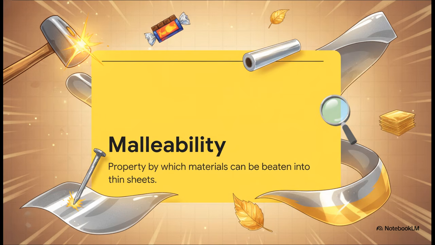Okay, our first massive exam keyword is malleability. When that iron nail flattened out under the hammer, that perfectly demonstrated this property. Malleability simply means a material can be beaten into thin sheets without breaking. You've actually seen this in real life tons of times. Think about that shiny silver foil decorating your favorite sweets, or the aluminum foil you use to wrap up your lunch. That is malleability in action, and it's a property almost exclusively owned by metals.